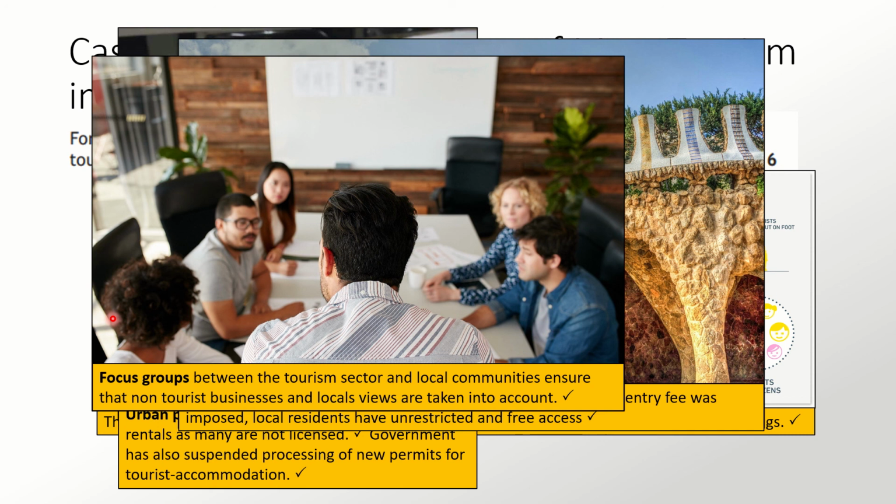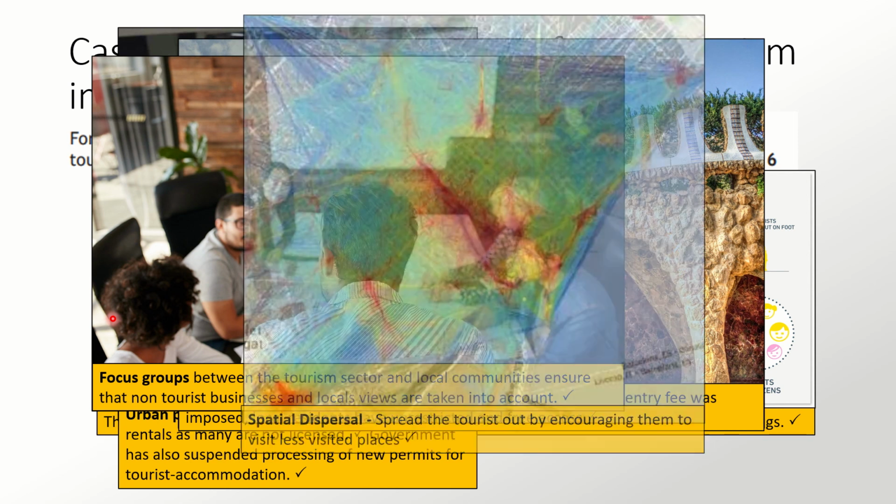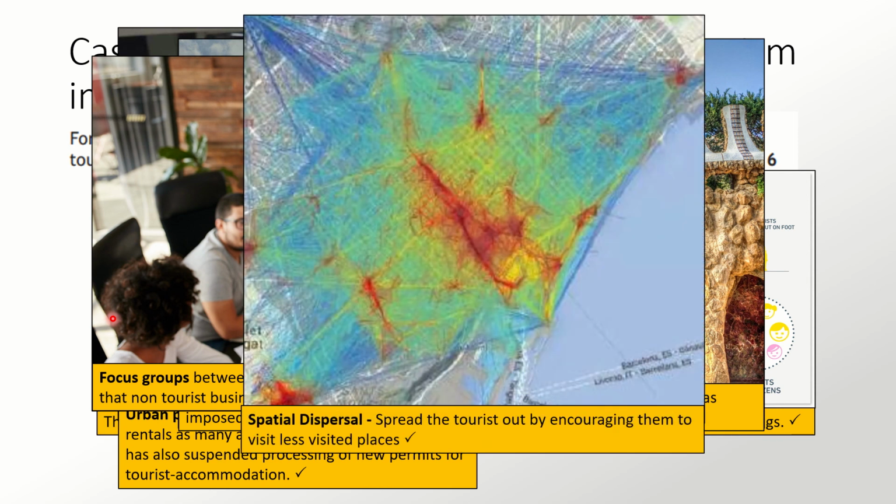And if you Google search anti-tourist graffiti in Barcelona, you will find far more strongly worded examples than the ones I've included in this presentation. Spatial dispersal is the catchy name of the next solution.